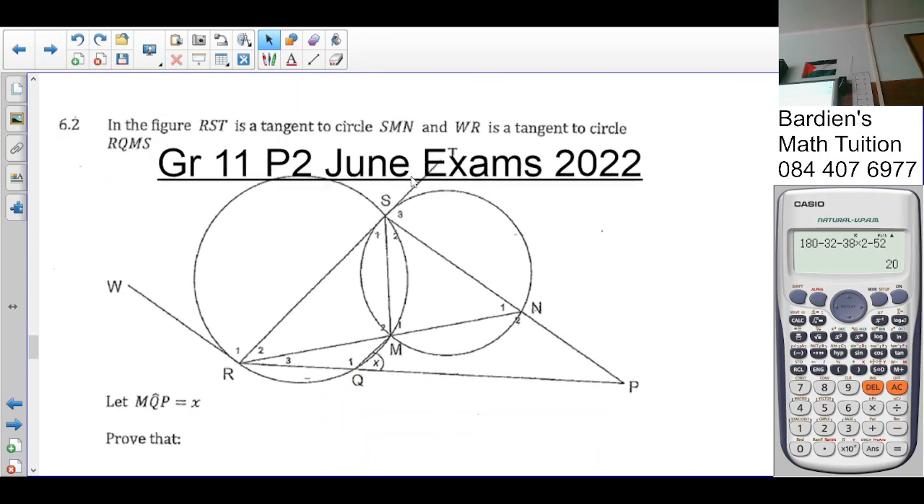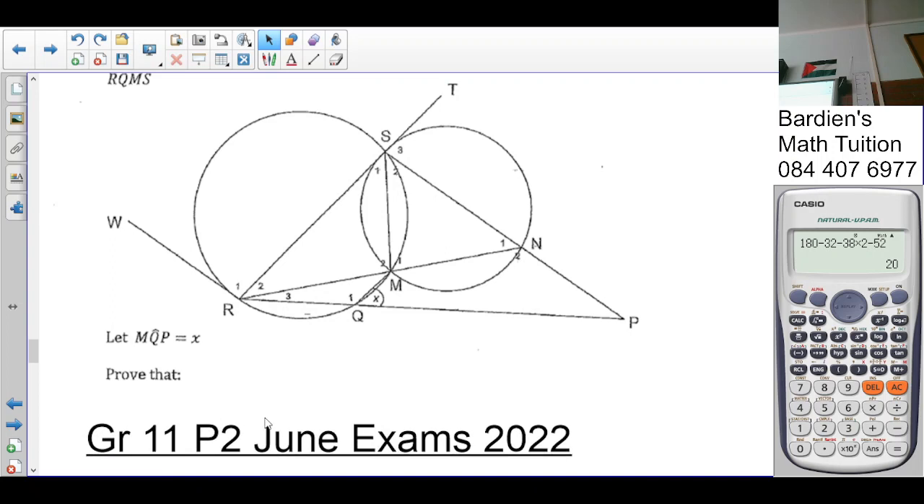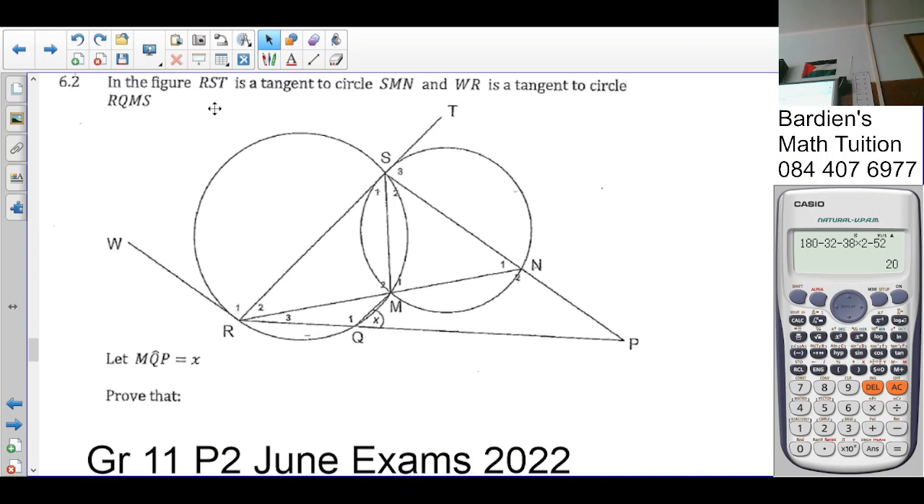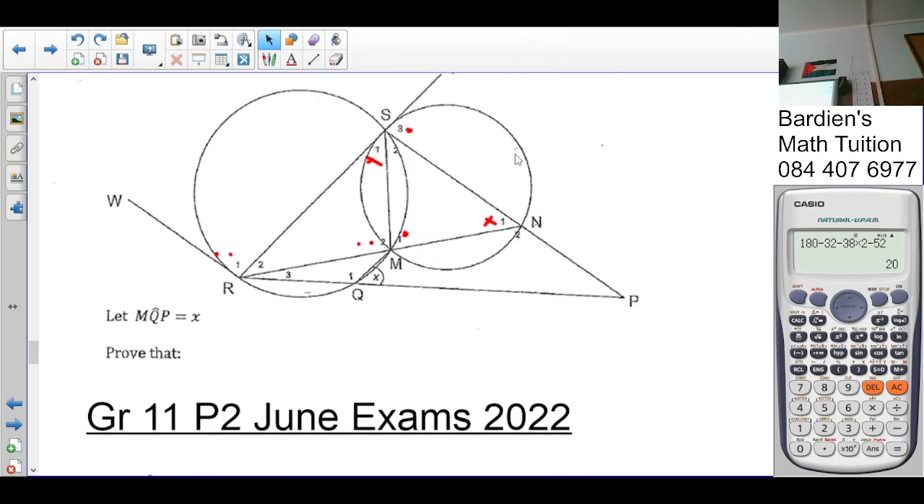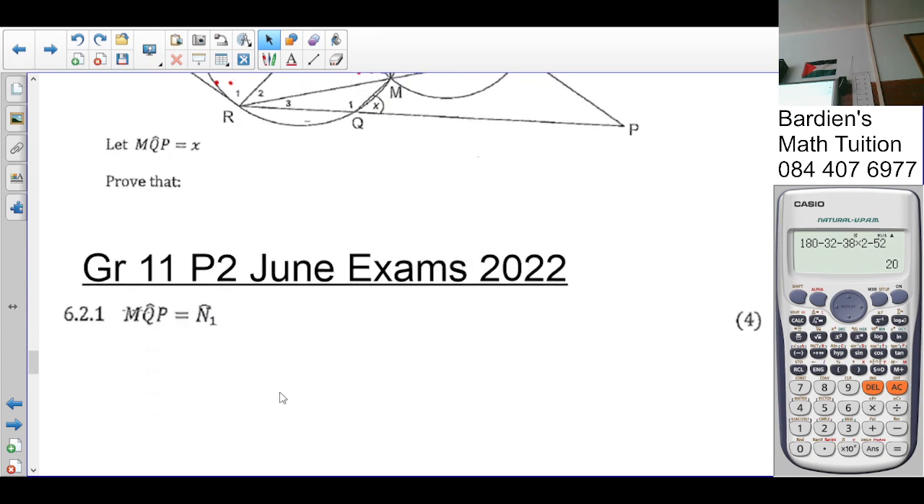In question 6.2, we are told that in the figure, RT is a tangent to the circle S at M. So there's a tangent and that angle is equal to that angle there. Of course that angle is equal to that angle. So WR is a tangent to the circle, right? So then this angle here is equal to that angle. There could be other things that could be derived from there as well. So the first question says prove that.